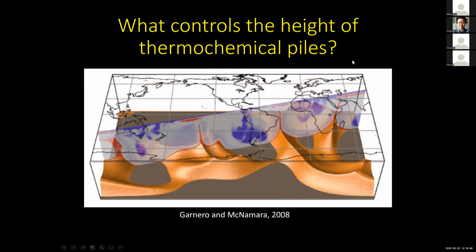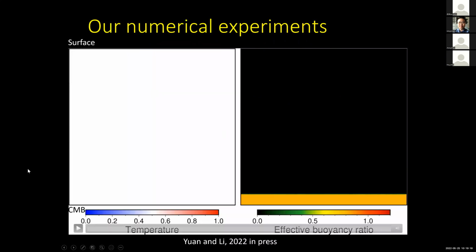So, if we assume the LLVPs are caused by thermochemical piles, then we can change our question to this: what causes the height of the thermochemical piles? Instead of trying to answer what causes the height of LLVPs, I modify the question to what causes the height of thermochemical piles, because I assume the LLVPs are caused by thermochemical piles. If we make this assumption, then we can do numerical model experiments to understand what causes thermochemical piles.